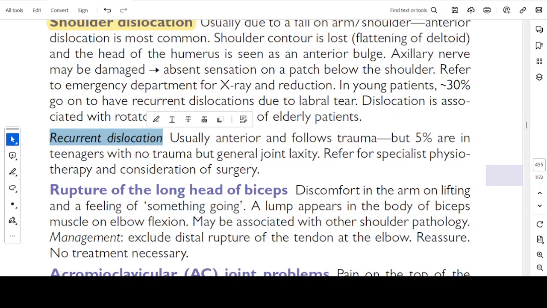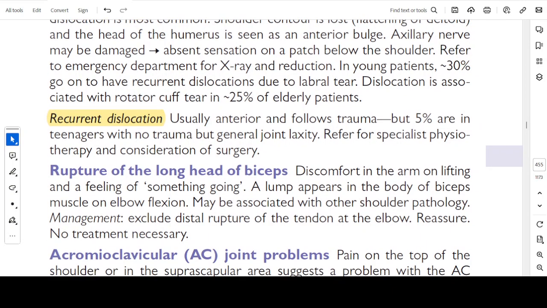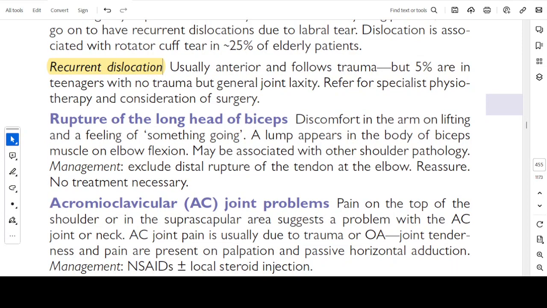Recurrent dislocation. Usually anterior and follows a trauma. 5% are teenagers with no trauma but general joint laxity. Refer for specialist physiotherapy and consideration for surgery.